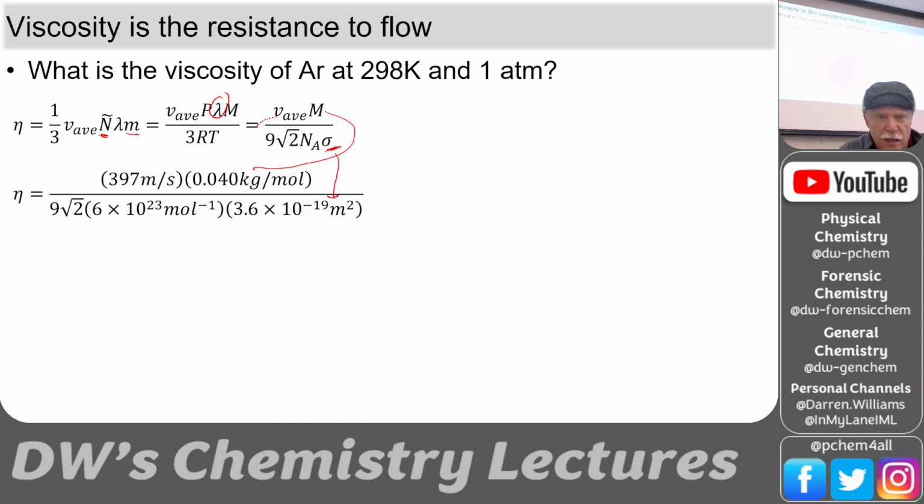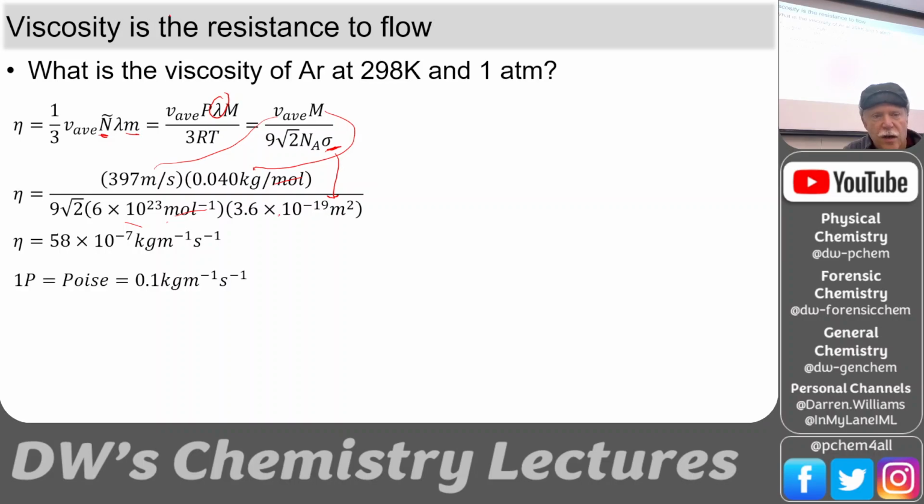We've got the average velocity that we calculated for argon in an earlier set of notes. We have Avogadro's number to get rid of the per mole on the mass. And then we end up with our units. So there's our viscosity in kilograms per meter per second.